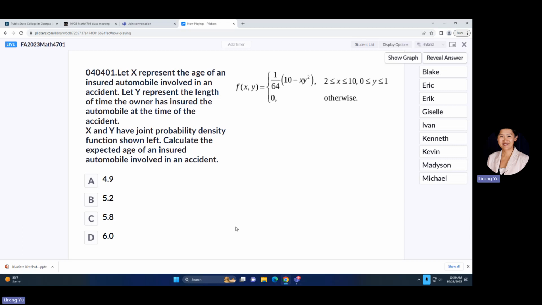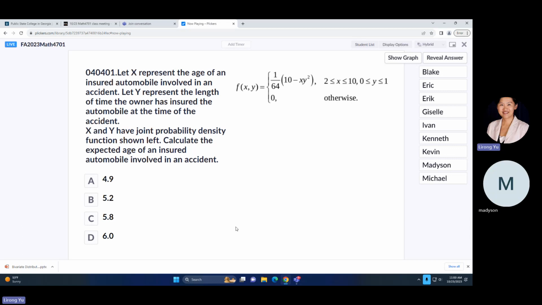We have two variables. X represents the age of the insured automobile involved in an accident. So when there is an accident, X represents the age of the car. Y represents the length of time the owner has insured the automobile at the time of the accident. So they have different meanings. So this density function represents the relation between X and Y.